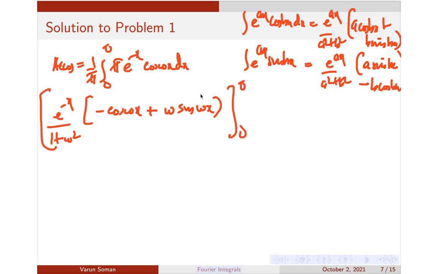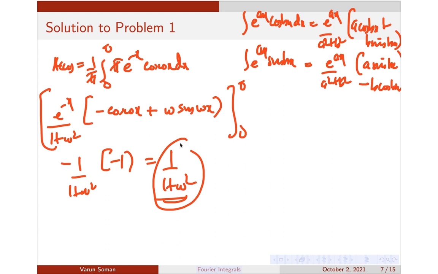When you apply infinity here, e raised to minus infinity, the entire thing will become 0. There's nothing to do there. When you apply 0 there, you will be getting 1 by 1 plus omega square. It is the lower limit, so minus 1 by 1 plus omega square. When you put x as 0 here, you will be getting minus cos omega times 0, which is again 1, so 1 into minus 1 there. Plus, when you put x as 0 here, this will become 0. So your answer is actually 1 by 1 plus omega square. So this is your a omega.